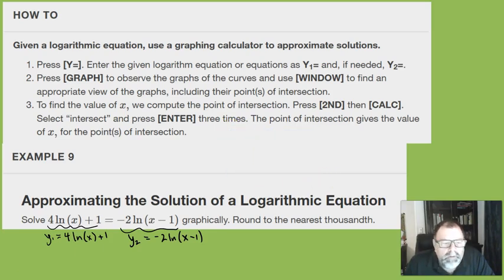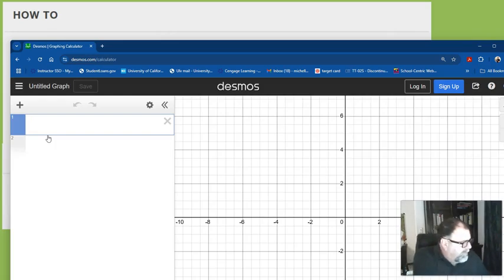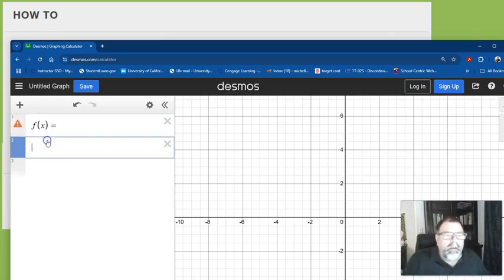So let's try it on Desmos. Okay, so again, we're just going to type in the left side. You don't have to write y equals, you can just type the left side in and it automatically takes y equals. I like to give them function names, so I'll call the left side f of x, and then just type in the equation, and then I'm going to do the right side, I'll call it g of x.